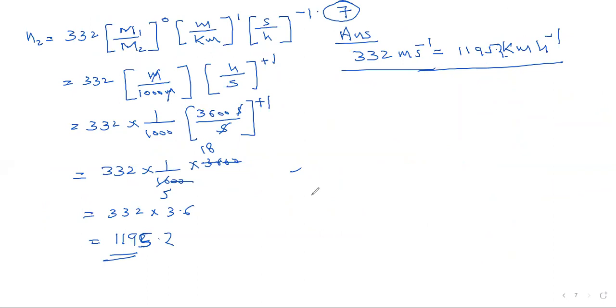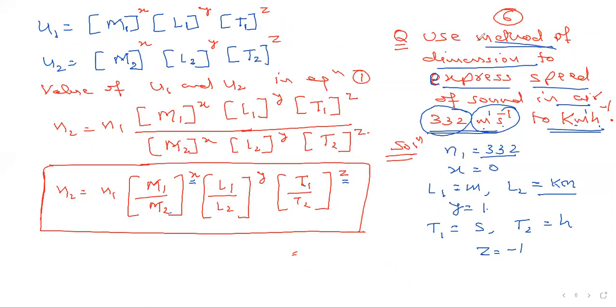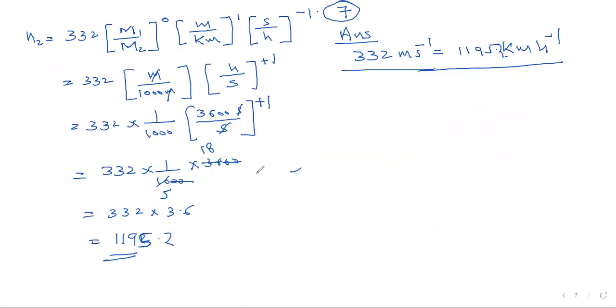Sir, instead of using this big formula, can we simply convert it by the traditional method? If it is not mentioned like this, if it is said to use the method of the dimension, then you are bound to do it this way. Otherwise, you may go for that. Okay, sir. We can do it easily: meter per second multiplied by 5/18, meter per second is converted to kilometer per hour.